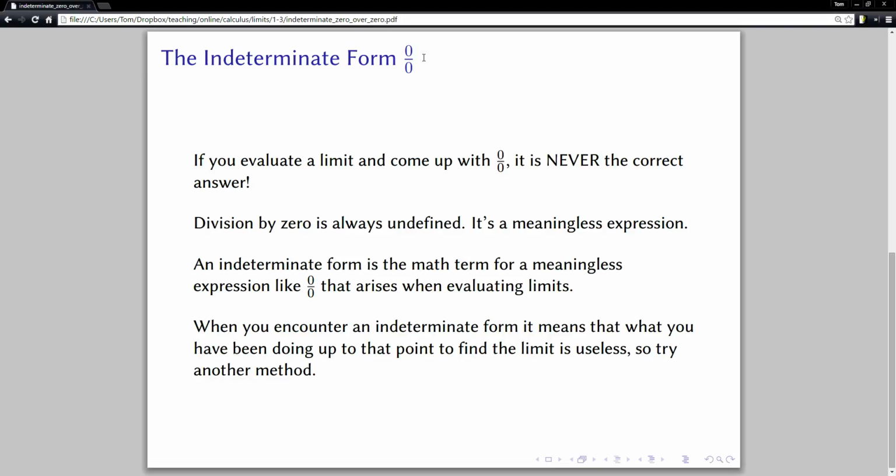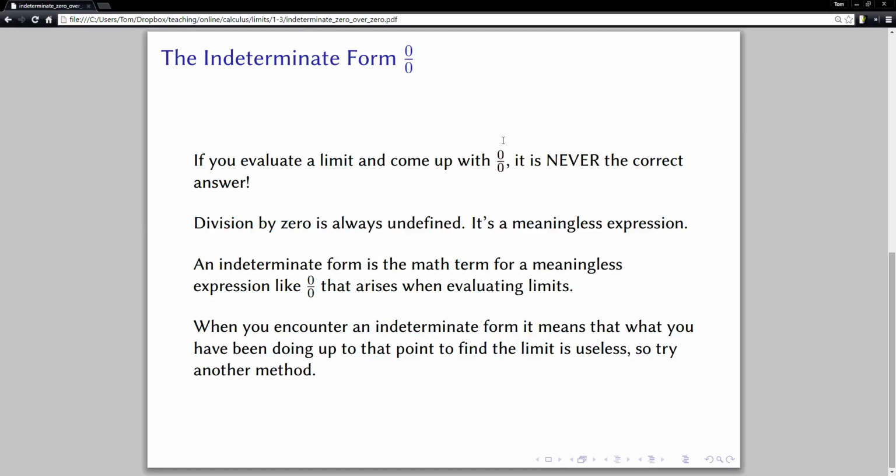Usually the argument that people make that it should be equal to 1 is that any number over itself is equal to 1. And that certainly is true for any number except for 0. So that's the problem with that argument. You just can't do it in any consistent way.